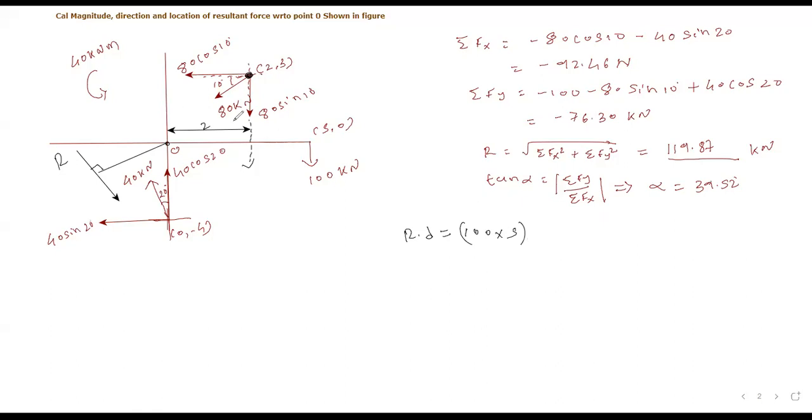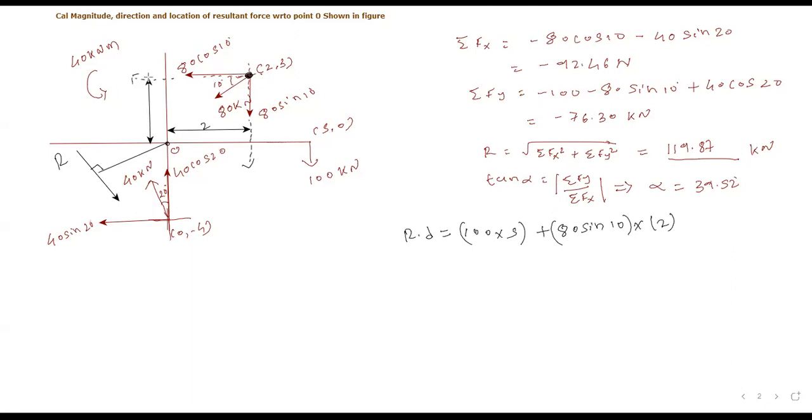Okay. So now what is the direction of moment again? Clockwise. That's why positive. 80 sin 10 multiply by 2 meter. Similarly, 80 cos 10 can be extended like this, and this distance will remain 3 meter. Vertical distance will remain 3 meter. I hope it is clear.